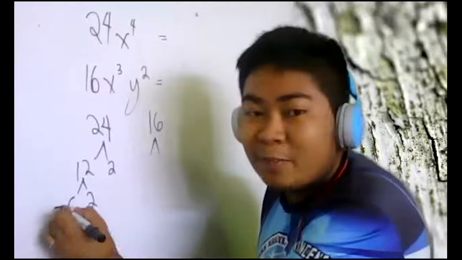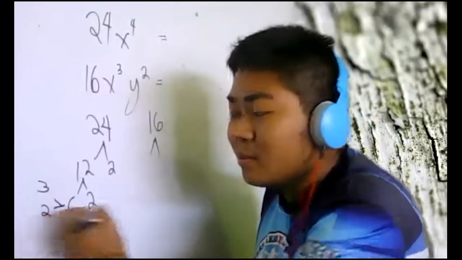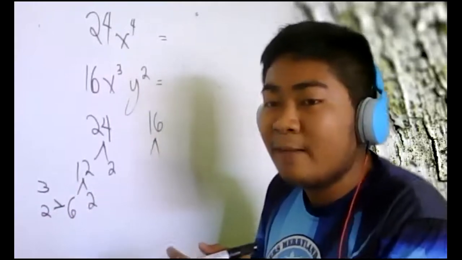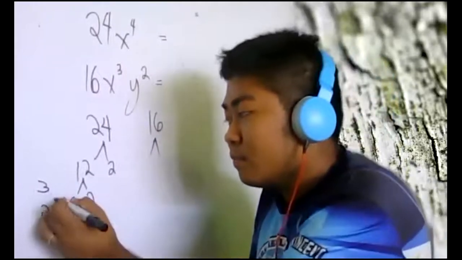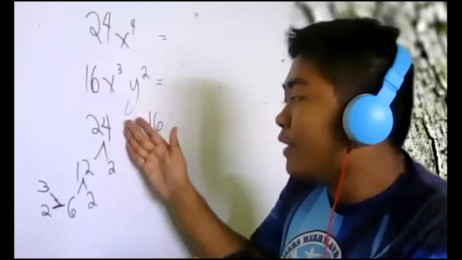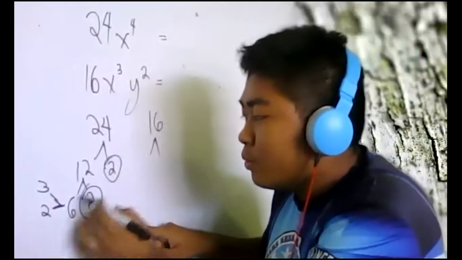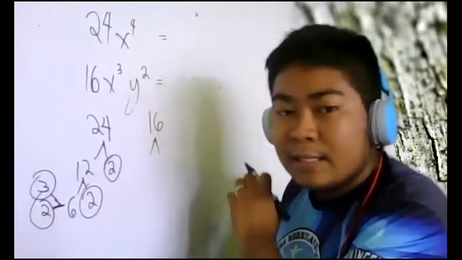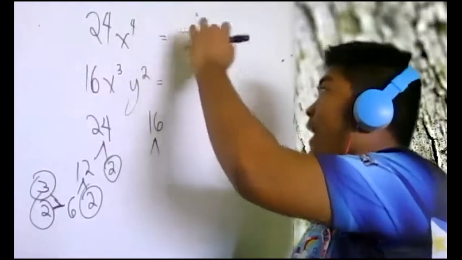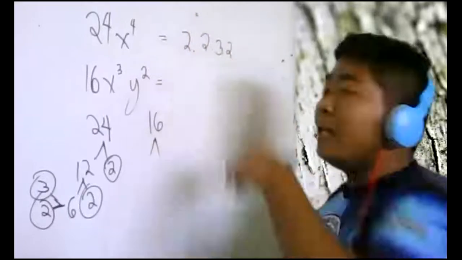And si 6, meron pa siyang pwedeng factor. We have 3 times 2. So si 3 ba meron pang factor? Wala na. Therefore, ang factor ni 24 ay, isulat mo lang lahat ng dulo, 2, 2, 2, and 3. Therefore, si 24, ang factor niya is 2 times 2 times 3 times 2 ulit.